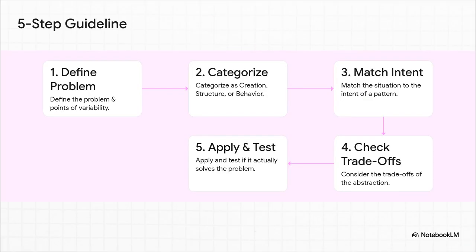So let's just wrap this whole process into a clear 5-step guideline. 1. Define your problem and figure out where it needs to be flexible. 2. Categorize it. Is it about creation, structure, or behavior? 3. Match your specific situation, your code smell, to the intent of a pattern. 4, and this is the big one, check the trade-offs. And finally, 5, apply it, and then test it to make absolutely sure it actually fixed the problem you started with.